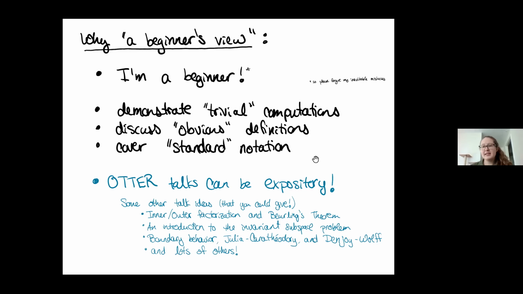The other reason I'm giving this talk this way is that I want to demonstrate that OTTER talks can be expository. I think a lot of people are uncomfortable talking because they're saying, oh, I don't really know a lot yet. I'm still starting out my research. I don't have any papers. Well, that's not really the whole point. If you want to talk about your research at OTTER, rad, do it. But if you want to just give a talk, you can do that too.